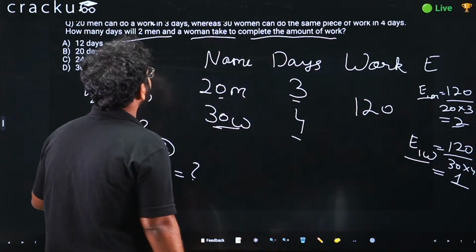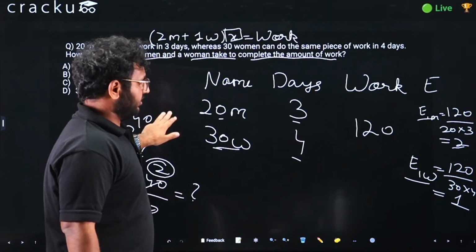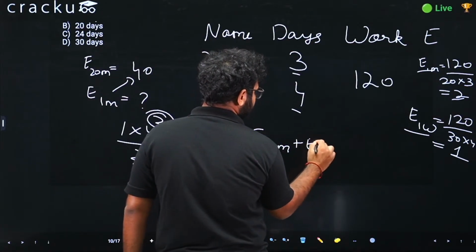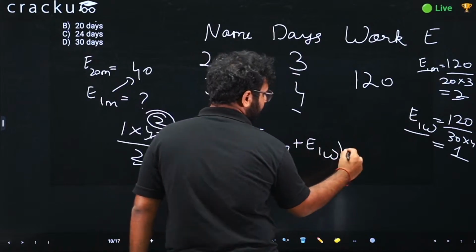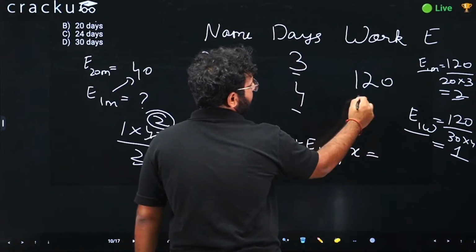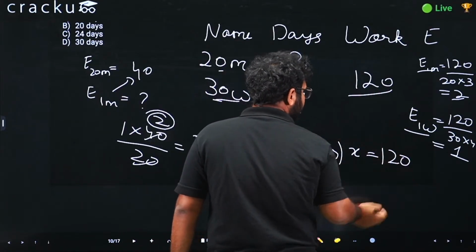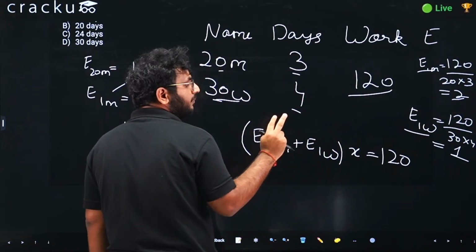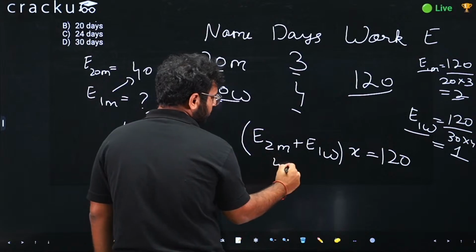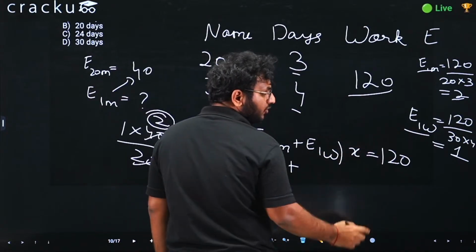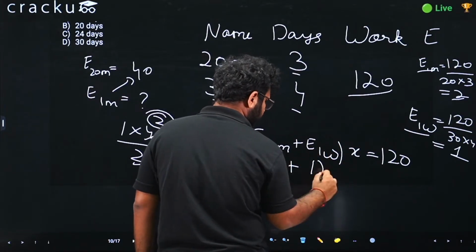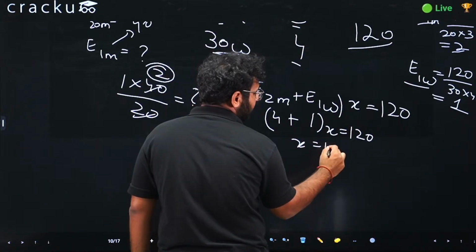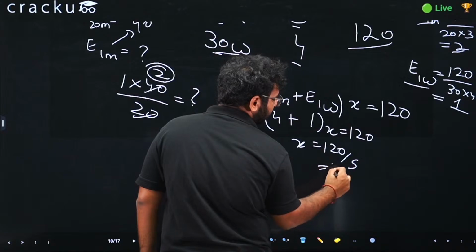Now what are they asking? 2 men. So efficiency of 2 men plus efficiency of 1 woman into x is equal to total work. Total work is 120. Now efficiency of 1 man is 2, so the efficiency of 2 men would be 2 2s are 4, plus efficiency of 1 woman is 1, is equal to 120. So x is equal to 120 by 5, which is equal to 24.